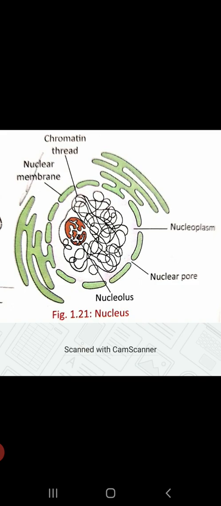Alright, so that was about the nucleus. We have studied the basic introduction of the nucleus, the parts of the nucleus, and functions of the nucleus. Now we will move on to the cell organelles. Where are the cell organelles present? The cell organelles are present in the cytoplasm.